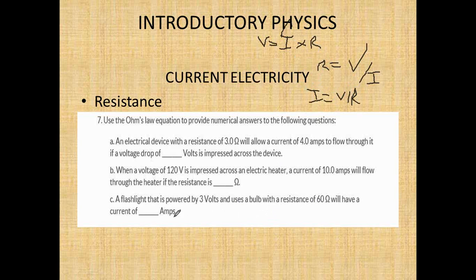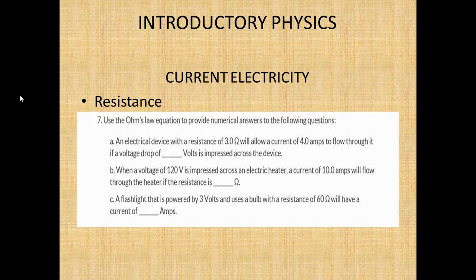They want amps, they don't want milliamps. So it would be 3 divided by 60. Okay. If you multiply this by 100, you get 300 divided by 60, that is 5, and so you get 0.05. So it's 0.05 amps, okay? All right.